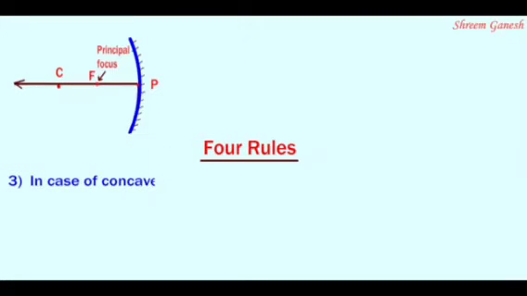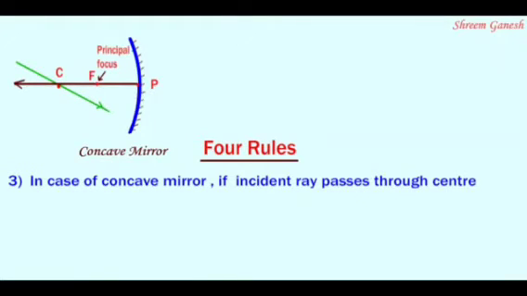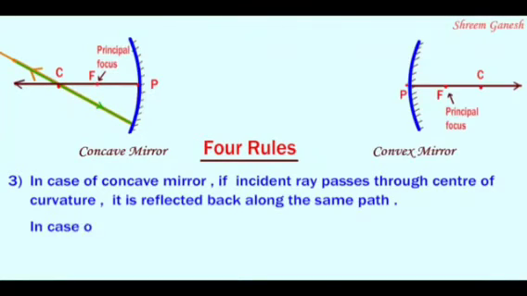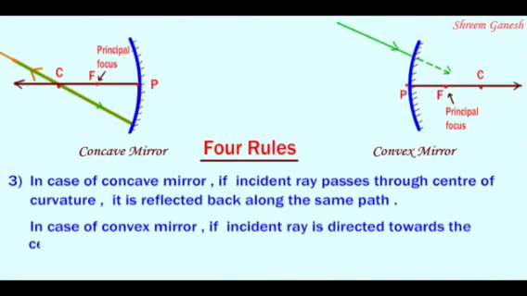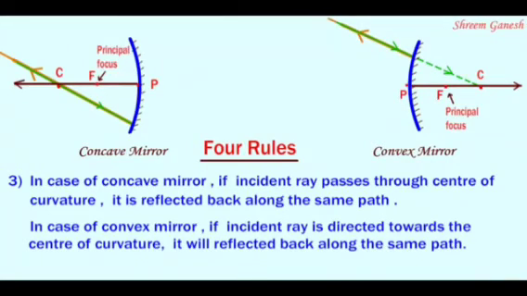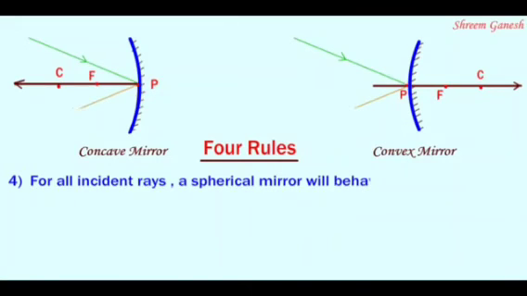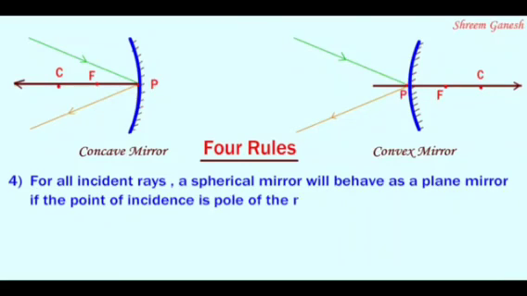Rule number 3. In case of concave mirror, if an incident ray passes through the center of curvature, it is reflected back along the same path. In case of convex mirror, if an incident ray is directed towards the center of curvature, it will reflect back along the same path. Rule number 4. For all incident rays, a spherical mirror will behave as a plane mirror if the point of incidence is the pole of the mirror.